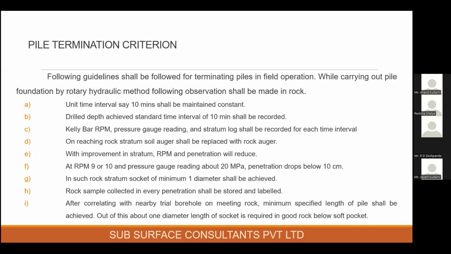Then on reaching the rock stratum, the soil auger was replaced by a rock auger. We discussed the difference between soil and rock augers. And with improvement in the stratum, you will see that the penetration as well as RPM both will start reducing.